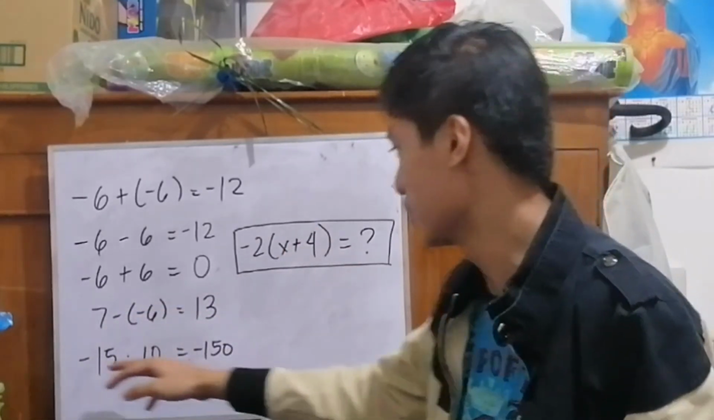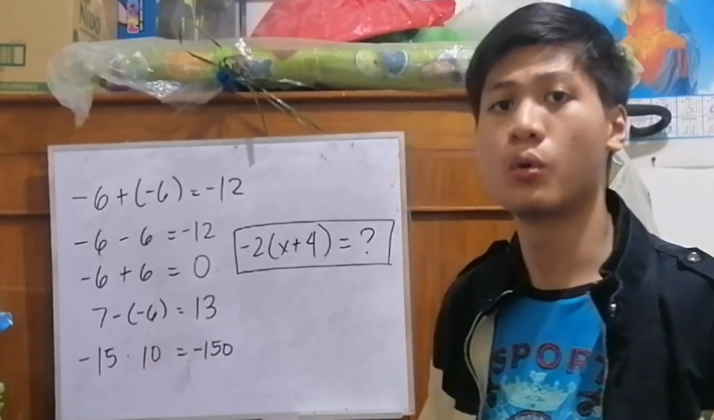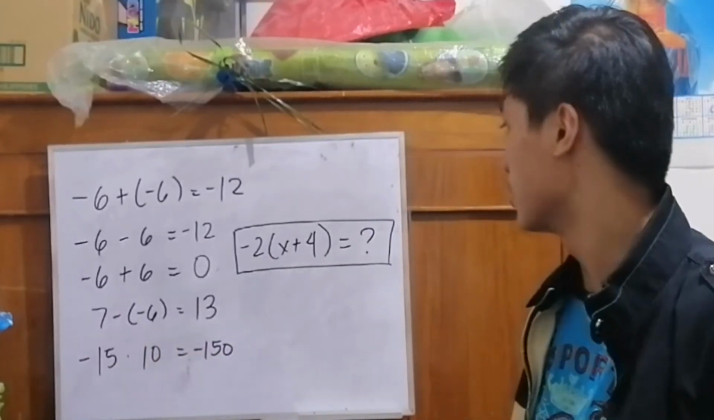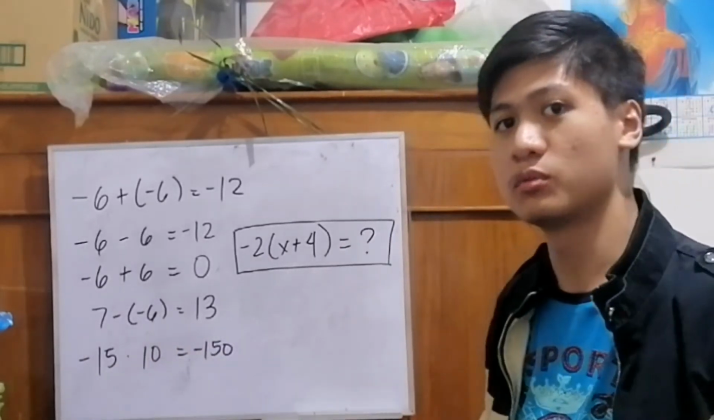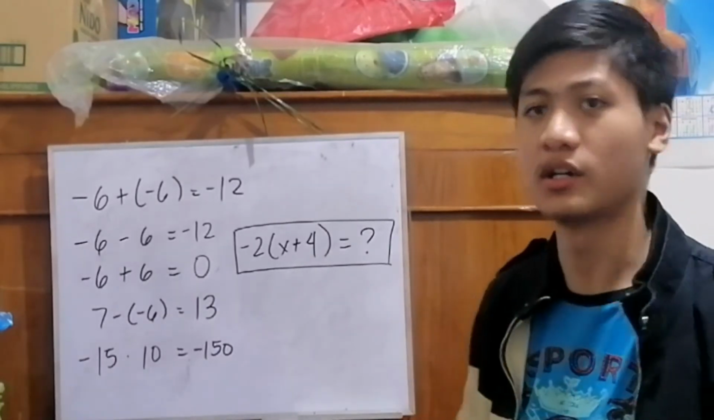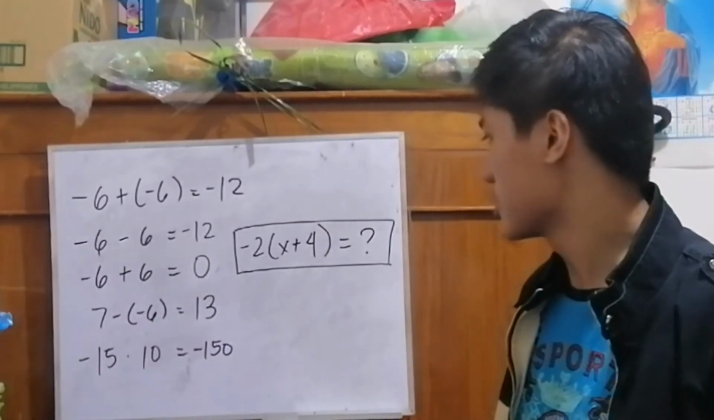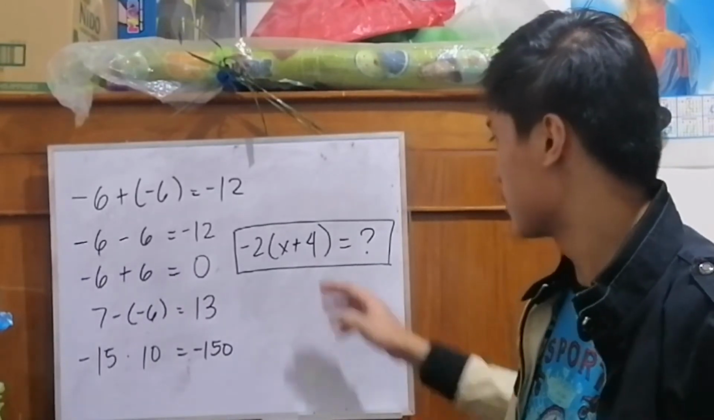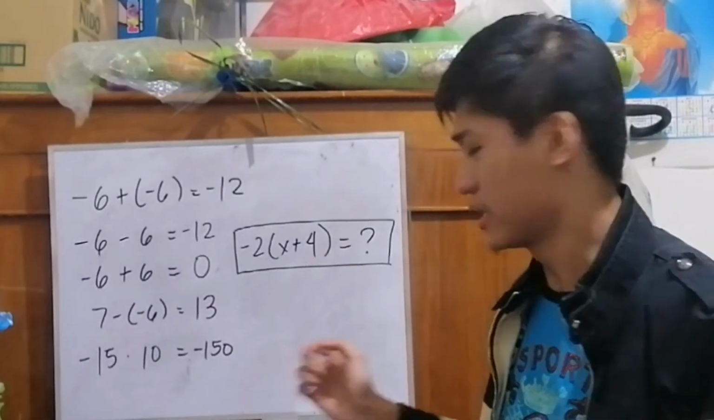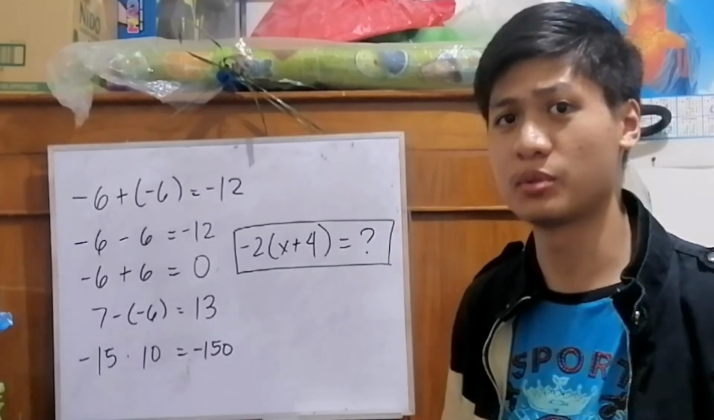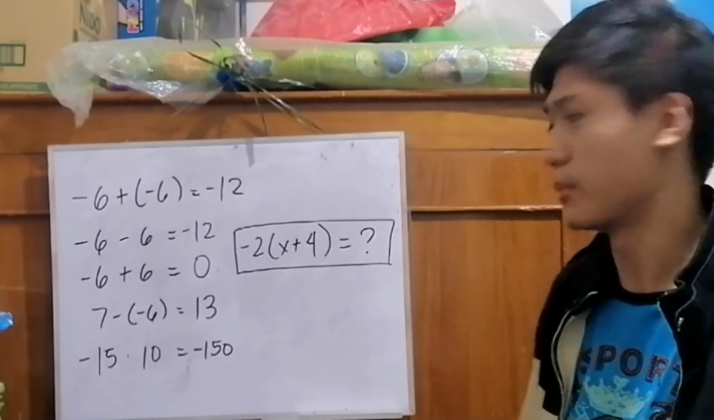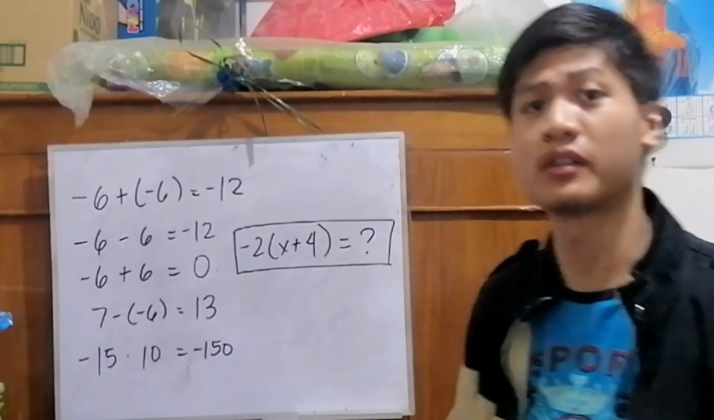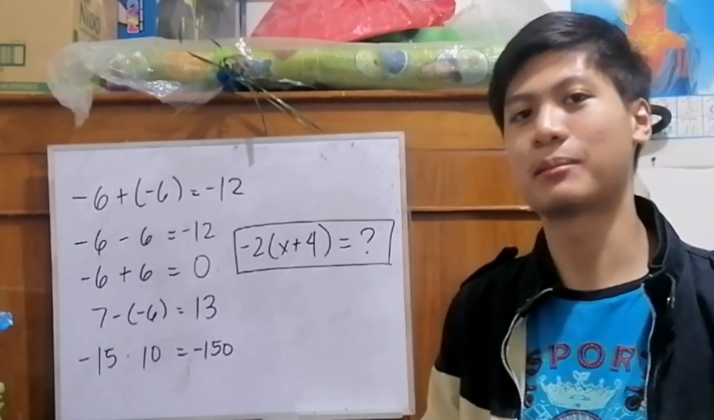And then this one, -15 times 10 equals -150. Well, how about this one? -2 multiplied by the quantity of x plus 4. The question is, can this be performed or explained by algebra disks? Well, the answer is yes. But how are we going to do that? That's what we're going to find out in the next episode of Math Magic.